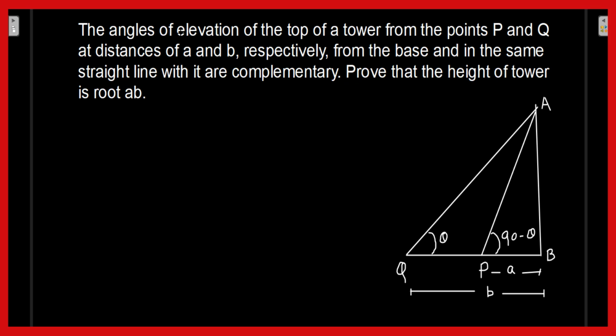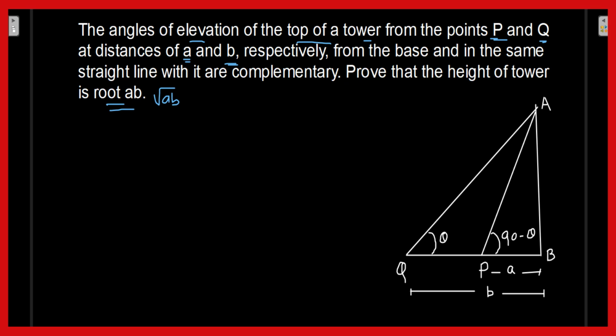So friends, here is the first question. The angles of elevation of the top of a tower from the points P and Q at a distance of A and B respectively from the base and in the same straight line with it are complementary. Prove that the height of the tower is root AB. This is root of AB.